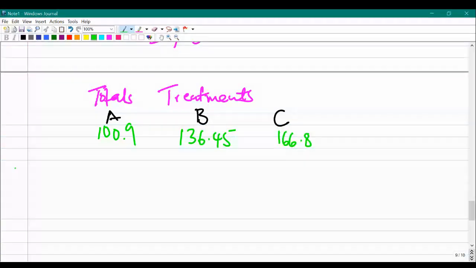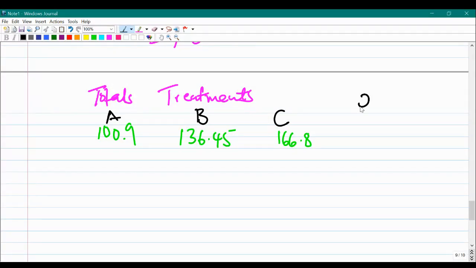166.8. So let's check now. Let's do the calculations. We have the totals. We have what we need, right? Now let's solve the problem. Let's start with the treatment because it's what we're having, right? So someone can ask, how will our ANOVA table look like? Or what is the model?